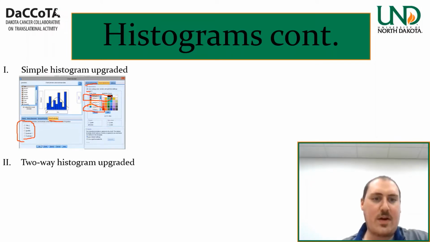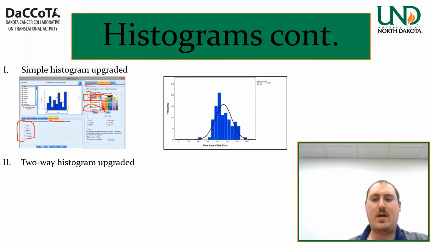Then finally, if I go over chart appearance, things are getting a little bit messy here, so bear with me. You can change colors, which I actually did here. With all that, I get a nice flow rate of Nile River. And I think one thing I forgot to mention here, I also set the limits of my x-axis from 0 to 1500 to stretch that out.